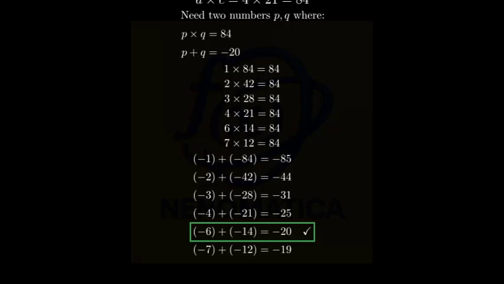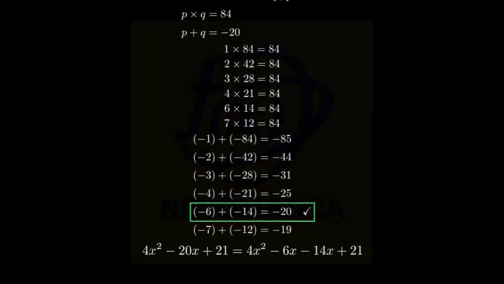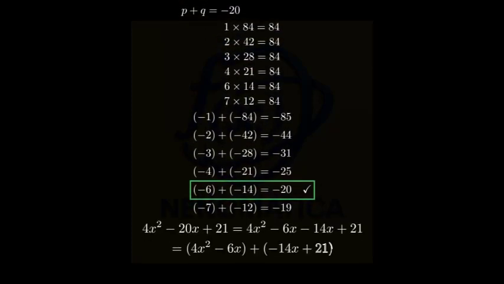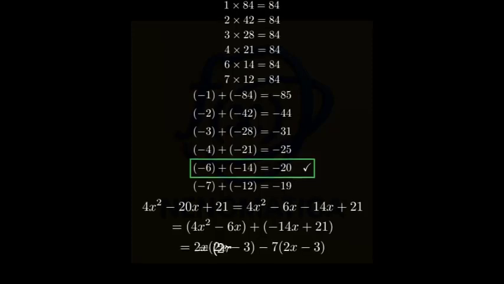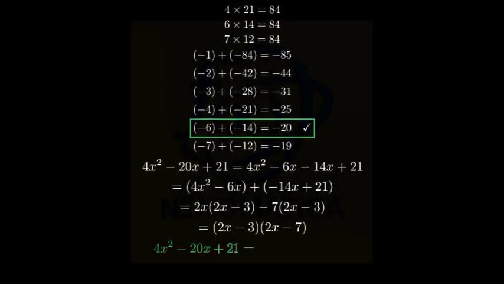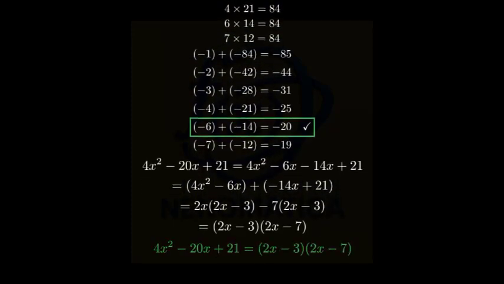Now, we'll rewrite the middle term using these factors. We'll split negative 20x into negative 6x minus 14x. Next, we'll factor by grouping. From the first two terms, we can factor out 2x, and from the last two terms, we can factor out negative 7. We now have a common factor of 2x minus 3. So our factored form is 2x minus 3 times 2x minus 7.